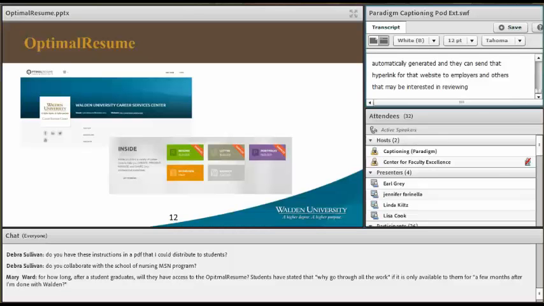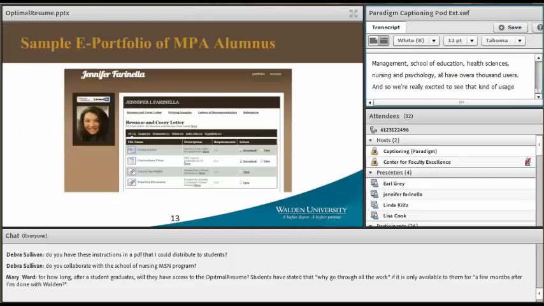As far as how many accounts, we have 10,710 accounts as of today. Here are a list of the schools that have over 1,000 students and alumni already using OptimalResume. Management, School of Education, Health Sciences, Nursing, and Psychology all have over 1,000 users, and Spa and Counseling are edging right up to 1,000 as we speak. So we're really excited to see that kind of usage. So the next slide, and I'm going to hand it over to Jen Farinella, who's going to talk about her creation of her electronic portfolio firsthand.